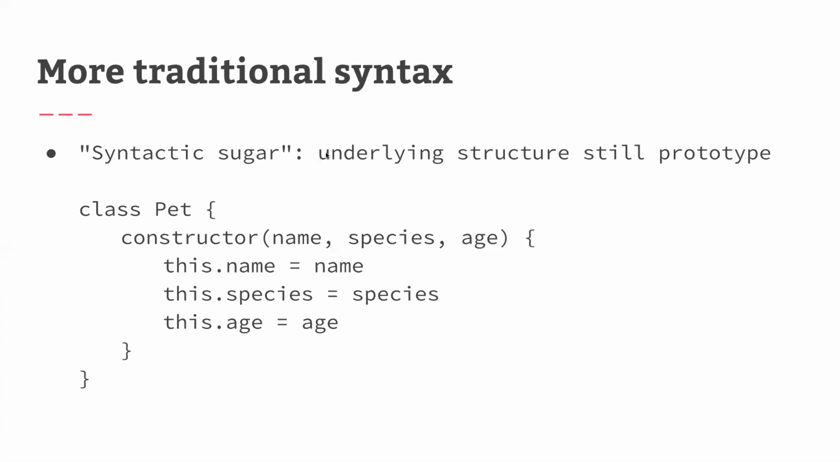So we're not getting any additional functionality out of this. It's not changing it so that it's using class-based object orientation versus prototype-based object orientation. We're still using this prototype. But it's nicer for people who are used to writing classes. So I make a class and I give it a constructor.